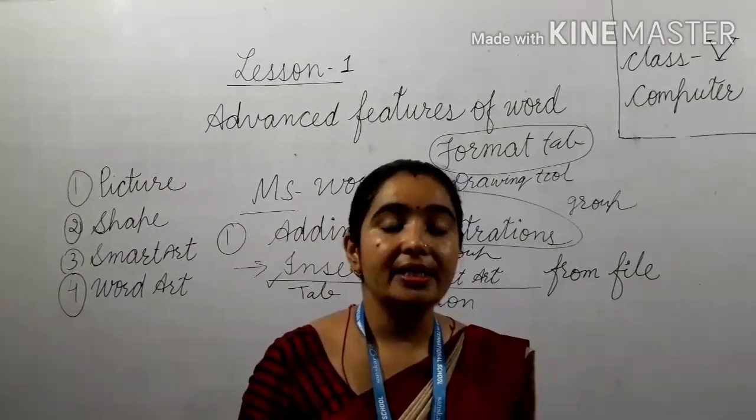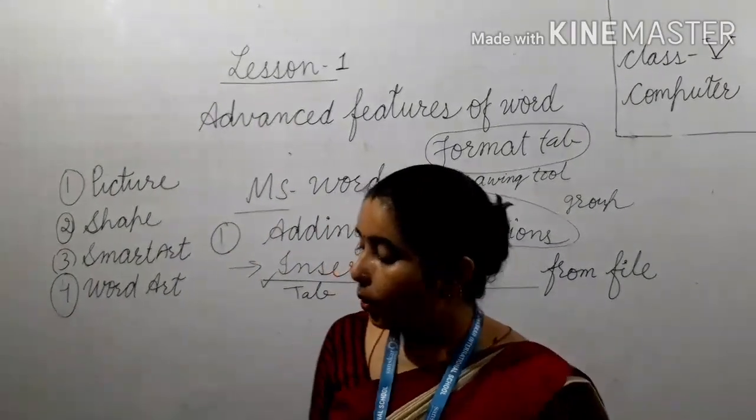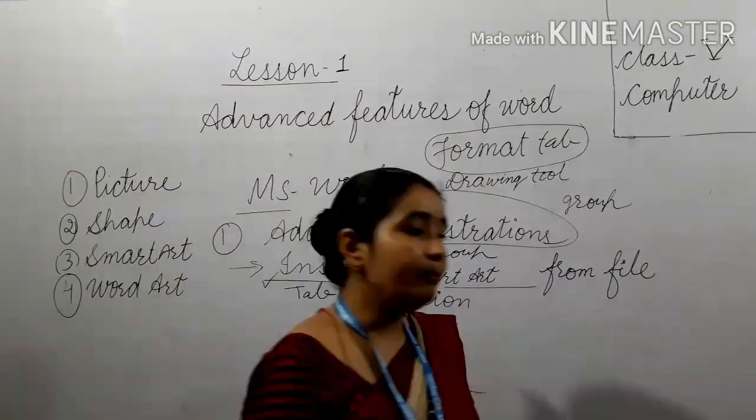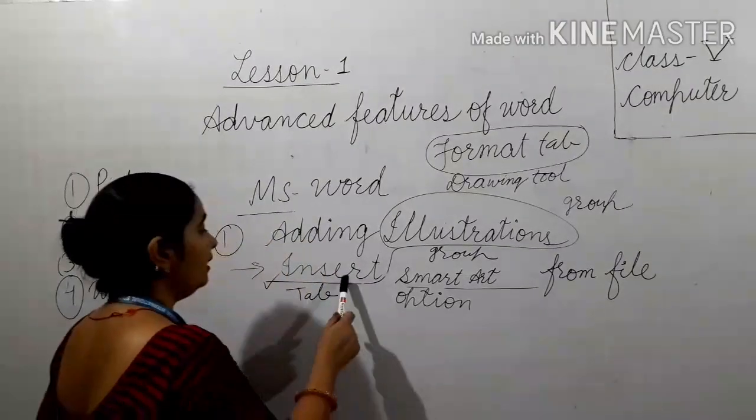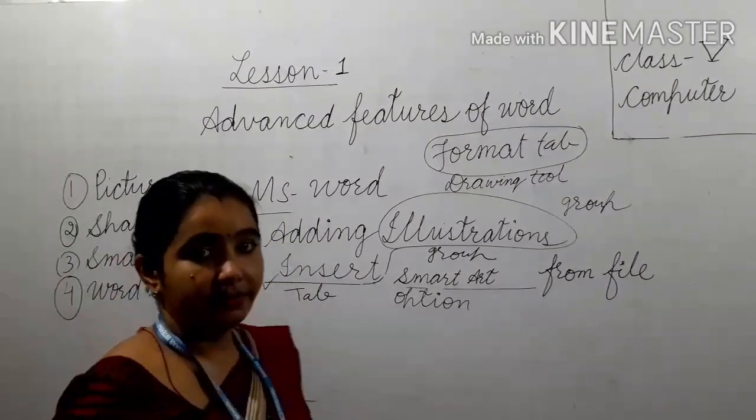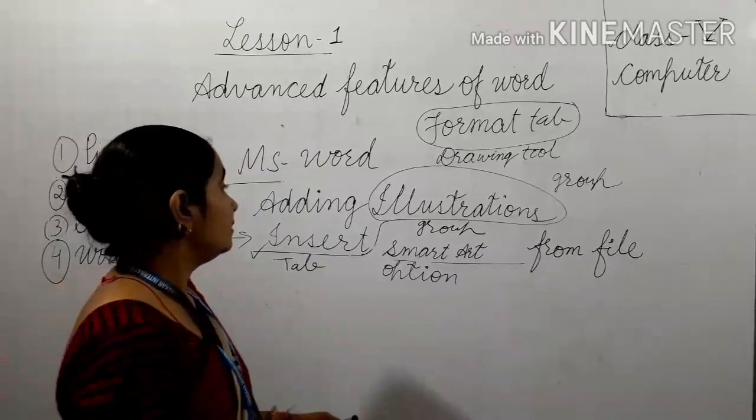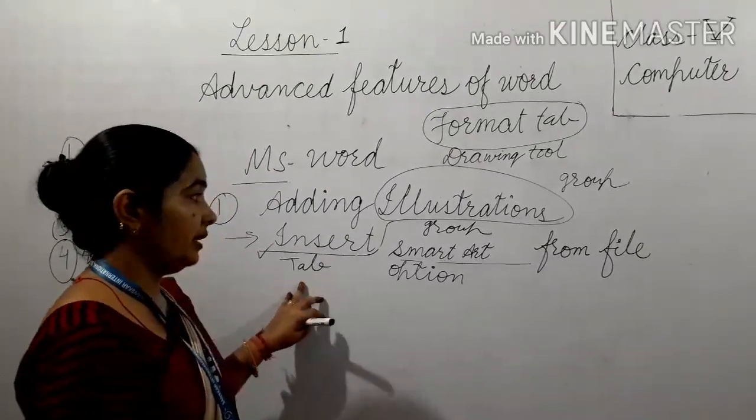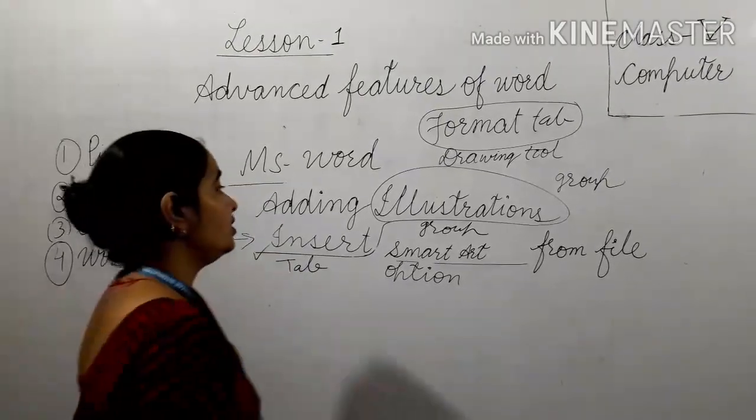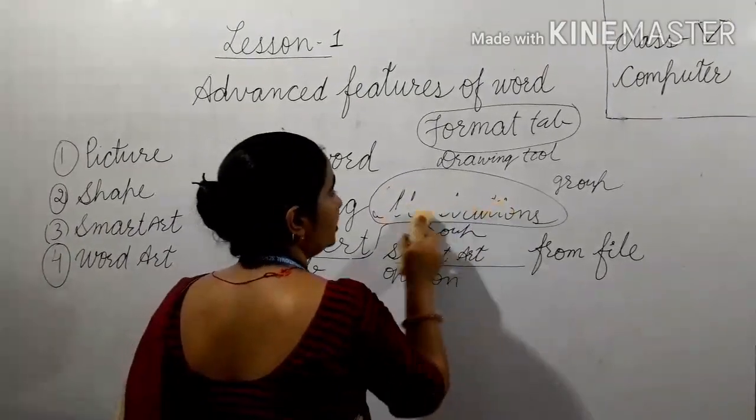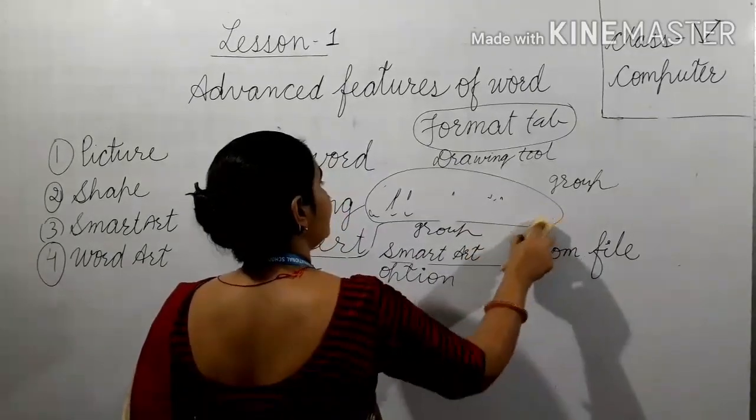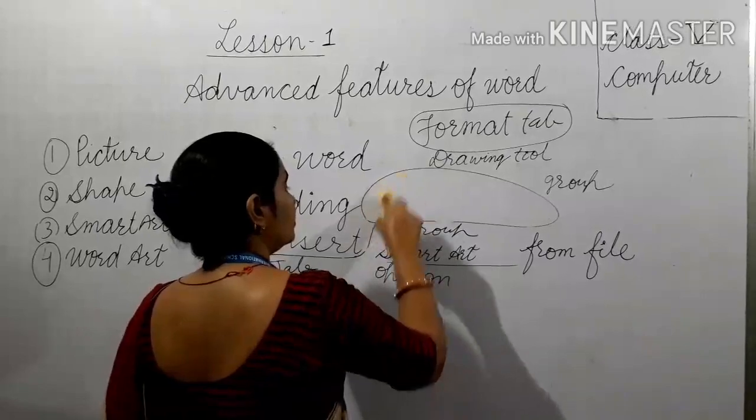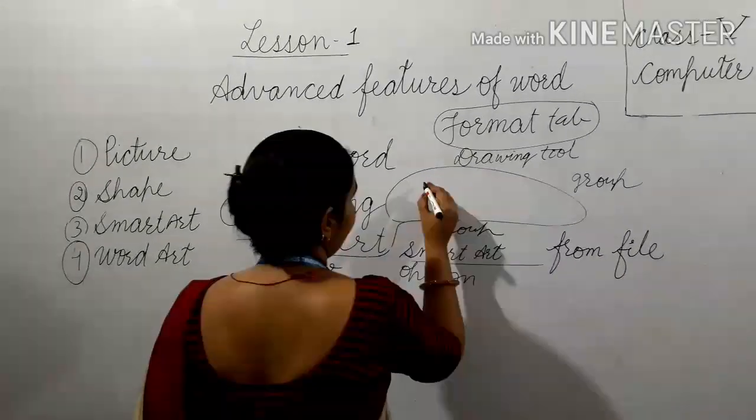Actually, word art is known as decorative text, which we can insert by the same process, using the insert tab. Word art is also inserted from the insert tab, but it is not from the illustration group. Now the group has changed. The group name is text group because word art is related to the text. So a little change was there. That is text group.